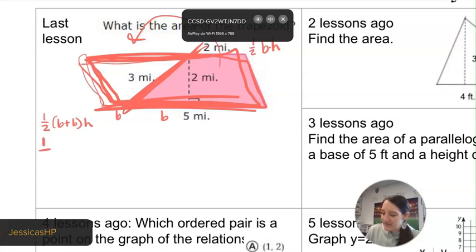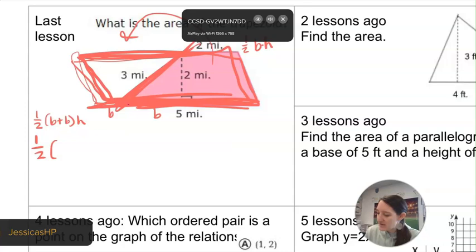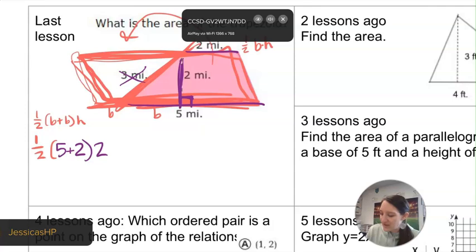So let's plug in the numbers we know. We know the bases are, I'm going to change colors now, that's 5 for a base, and that's the other part of the base that gets flipped over. So it's 5 plus 2. And then the height, we don't need the 3. We need that 90-degree angle right there to tell us what the height is. So the height is 2.